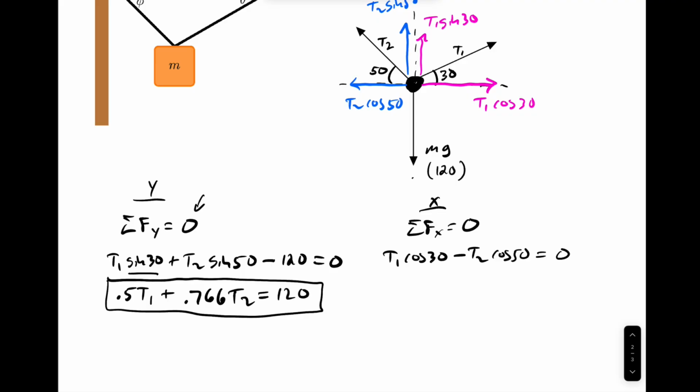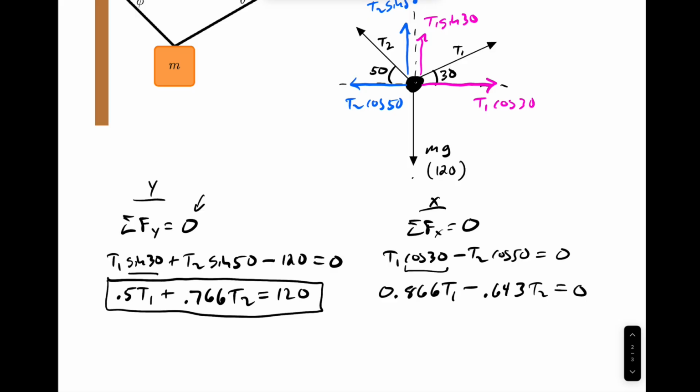Okay? Now, could you have just said that T1 cosine 30 is equal to T2 cosine 50 because I know they balance? Sure. I just kind of want you to get used to writing this out in terms of Newton's law, the way it's stated. So now, here's what we have. Cosine of 30 is going to be 0.866 T1 minus cosine of 50, which is 0.643. We'll round to 3 decimal places. times T2, and that would be equal to 0.